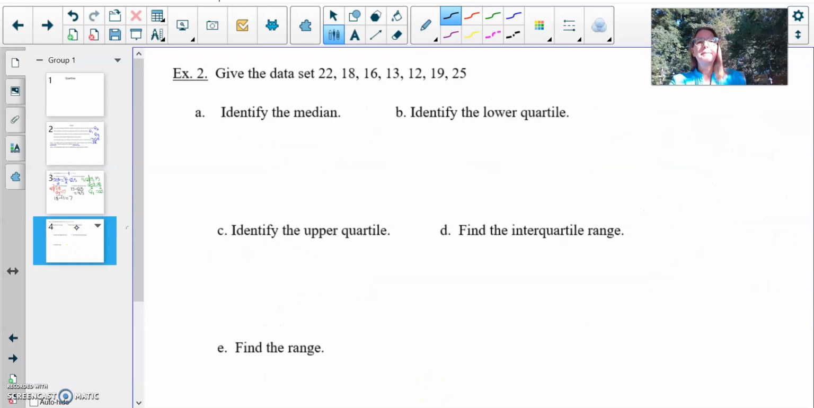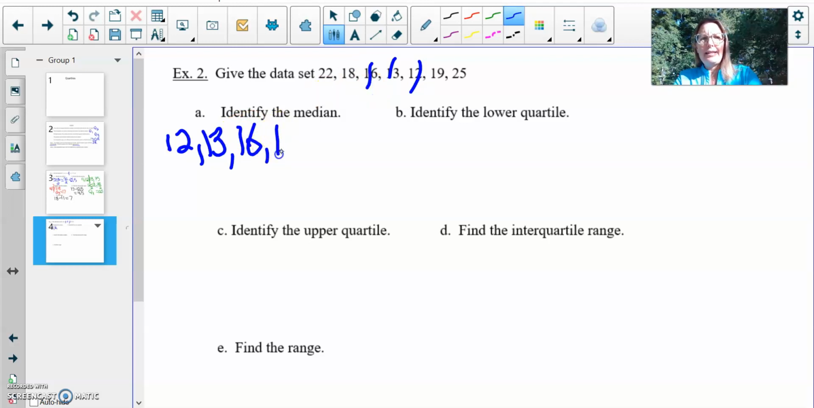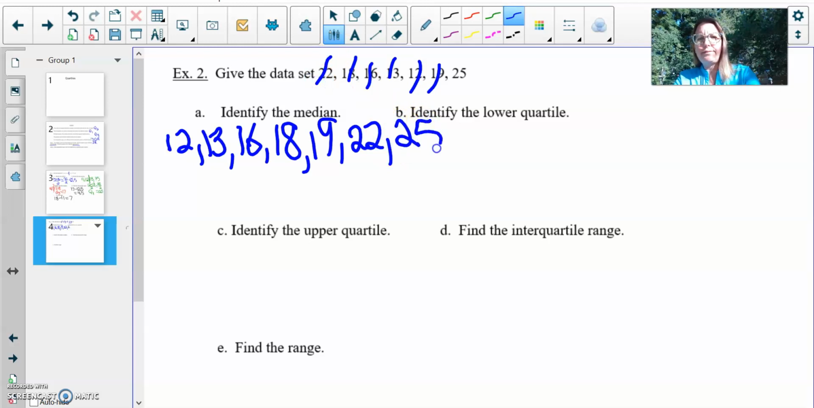Looking at our second example: 22, 18, 16, 13, 12, 19, and 25. Find the median. We first have to put our data in order, and this data set is not in order yet. So I would start by ordering it: 12, 13, 16, 18, 19, 22, and 25.